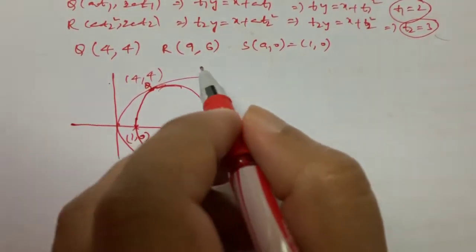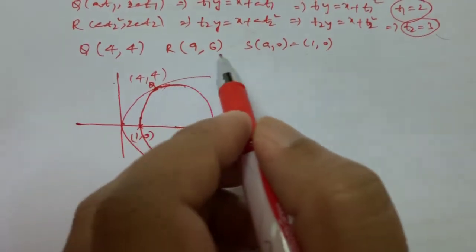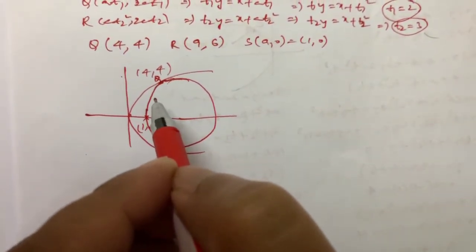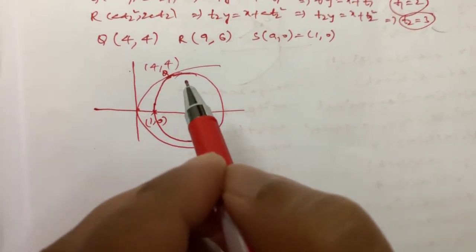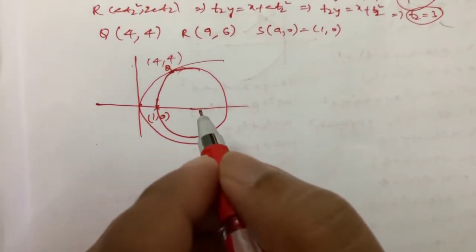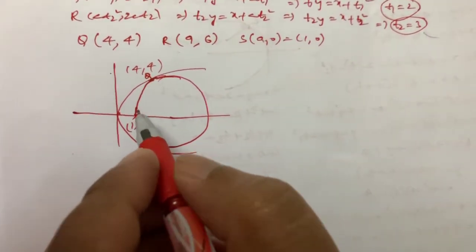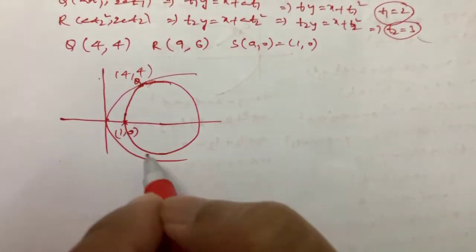Okay, so same is the case with the second one. It is passing through 9 comma 6 and it is passing through 1 comma 0. So both the circles are passing through the focus of the parabola, which is given. Okay, let's say I want to find this circle. So how do I get this circle?